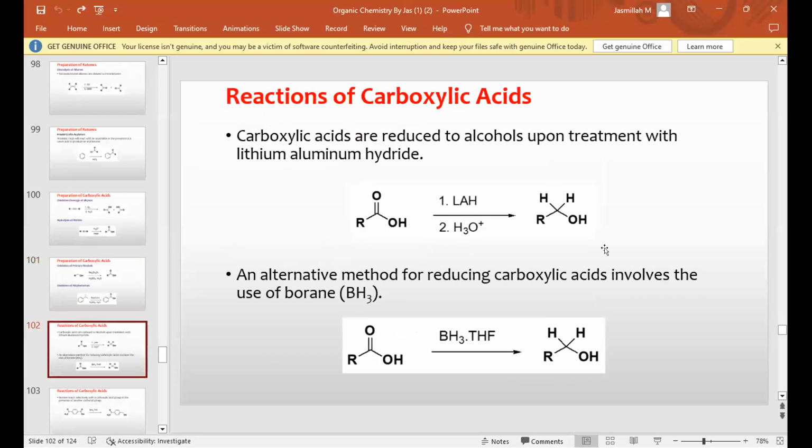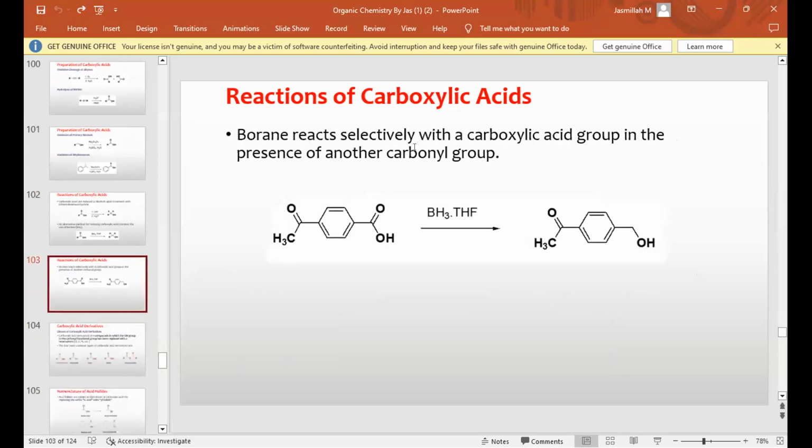These are some of the reactions that carboxylic acids undergo. We see carboxylic acids are reduced to alcohol upon treatment with lithium aluminum hydride. An alternative method is reducing carboxylic acids using borane, which also gives us an alcohol. So reduction of carboxylic acids will give alcohols, and these are primary alcohols.